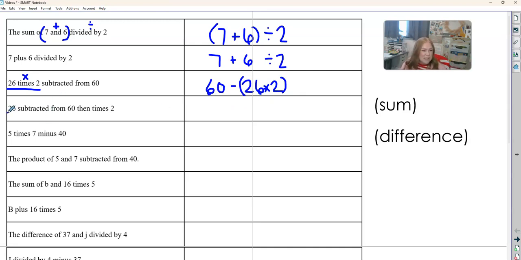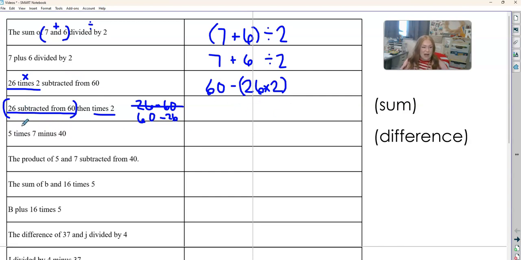This one says 26 subtracted from 60, then I times by 2. So this one says do this first. So I need to put parentheses, right? Then do this. First this, then this. And this says from 60. So it is not 26 subtract 60. It's 26 taken away from 60. So we need to do 60 minus 26 in parentheses, then times it by 2. So I'm going to let you try and write that one there.